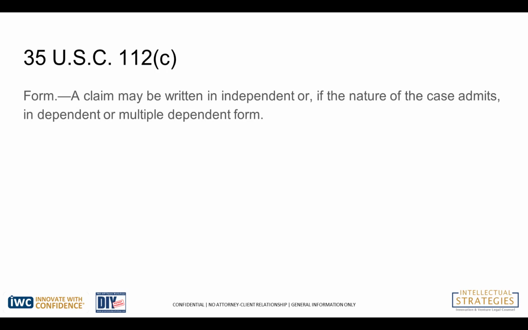Section 112c talks about the way that a claim may be written. In this case, a claim may be written as an independent claim or perhaps as a dependent claim. There's also something called a multiple dependent claim that we're not going to discuss because it's rarely used, and I would recommend that you don't ever try to use it, so we're not going to talk about it. What I want you to focus on here is the independent and dependent claim types, and we're going to talk about what each of those means here in this module.